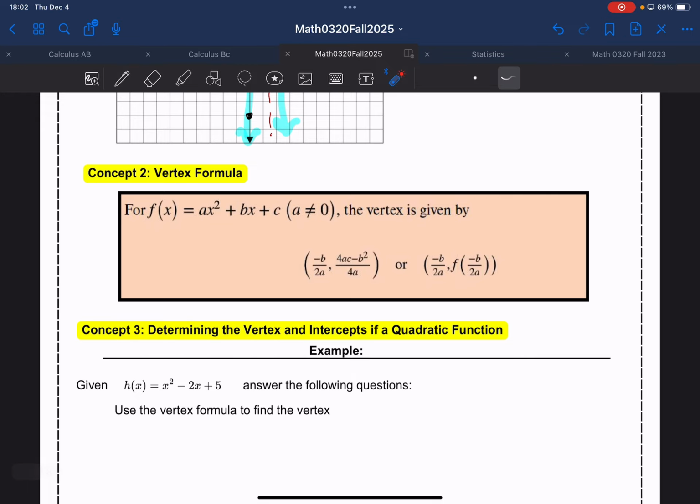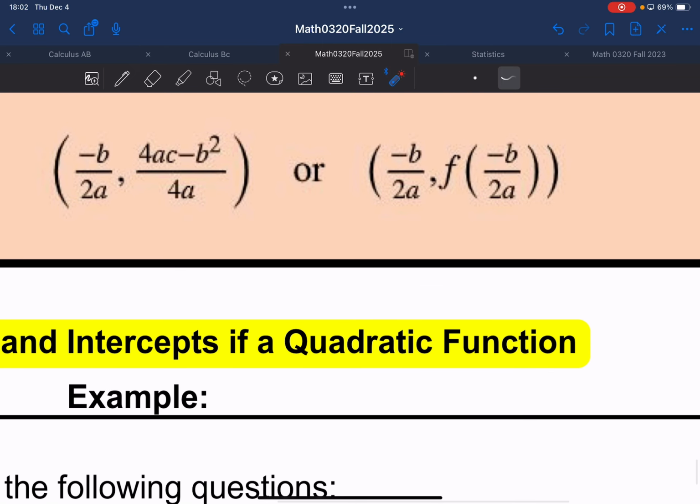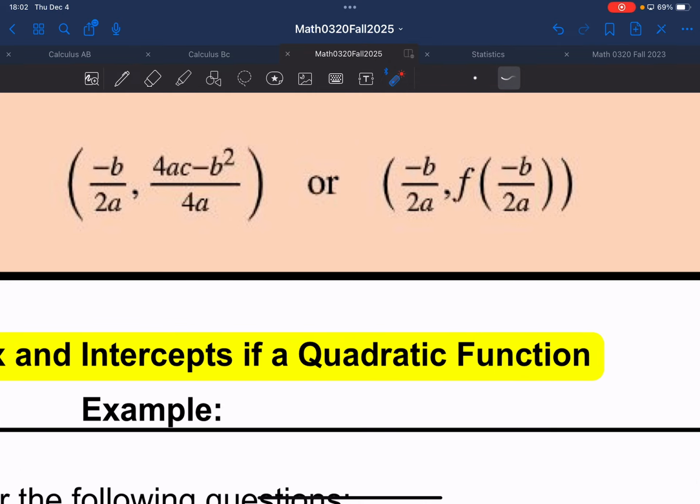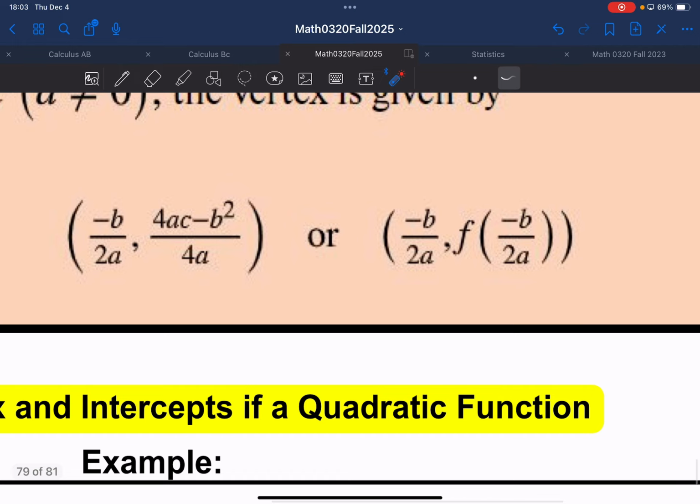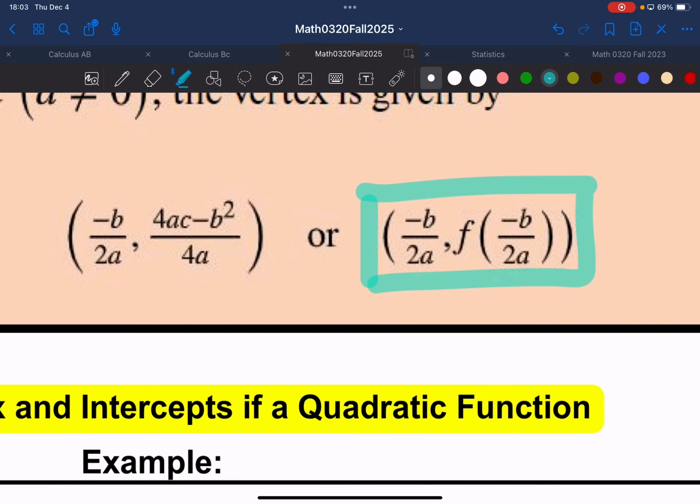So another way to find the vertex, instead of placing it into vertex form, is to use the vertex formula. This is not common because this is a lot harder to memorize than it is to just memorize the steps of completing the square. However, just want to introduce it so you do see it. The reason it gives you 2 different versions here is one version is not using the function and the other version is using the function. So we're going to use this version because we're always going to be given a function.